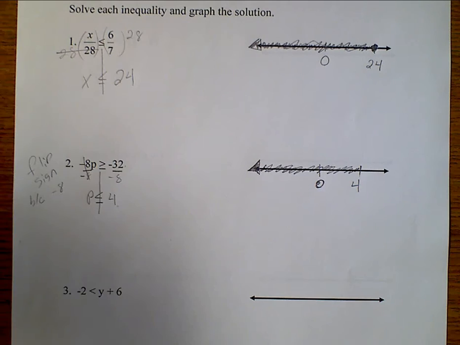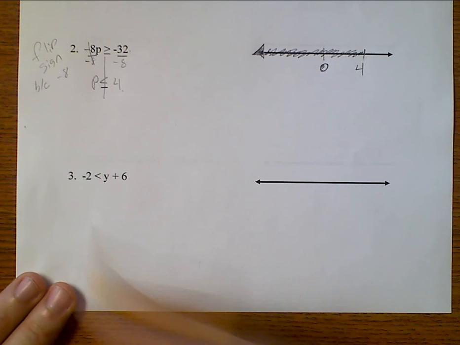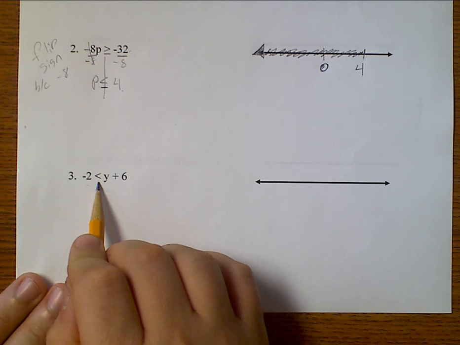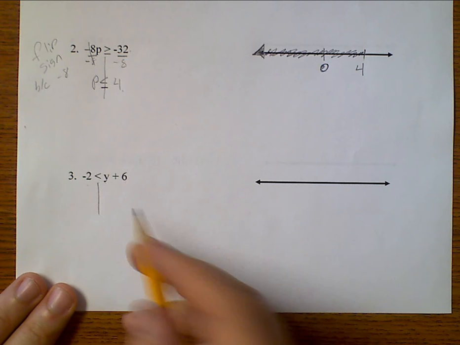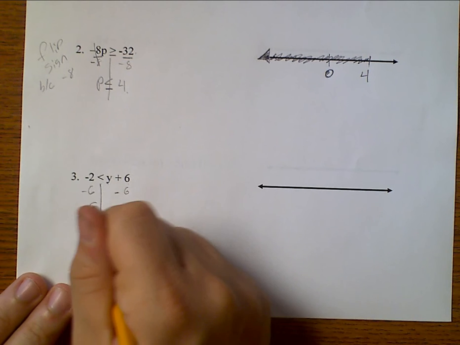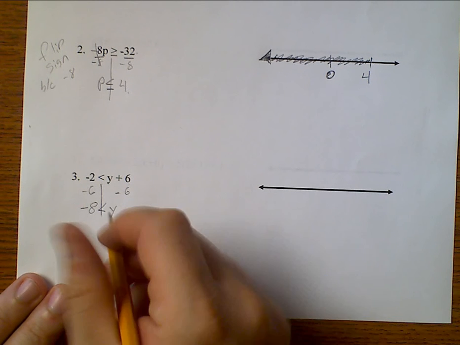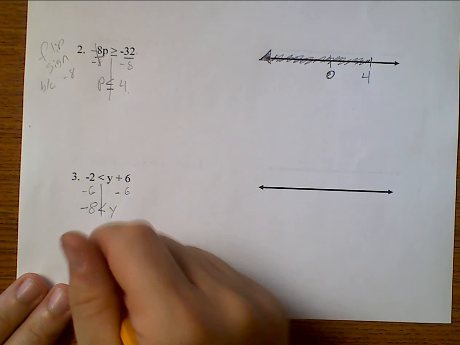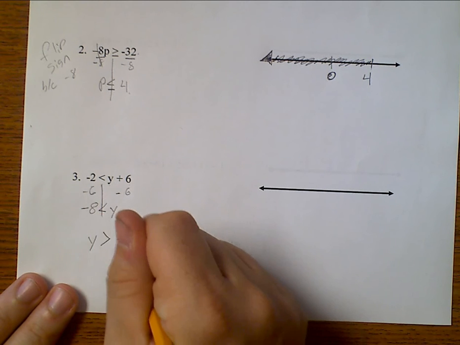Moving on to example number 3. I have negative 2 is less than y plus 6. Well, I need to get rid of this 6. So I'm going to subtract 6 from both sides. I get that negative 8 is less than y. Or I'm going to go ahead and flip it around. And that gives me that y is greater than negative 8.